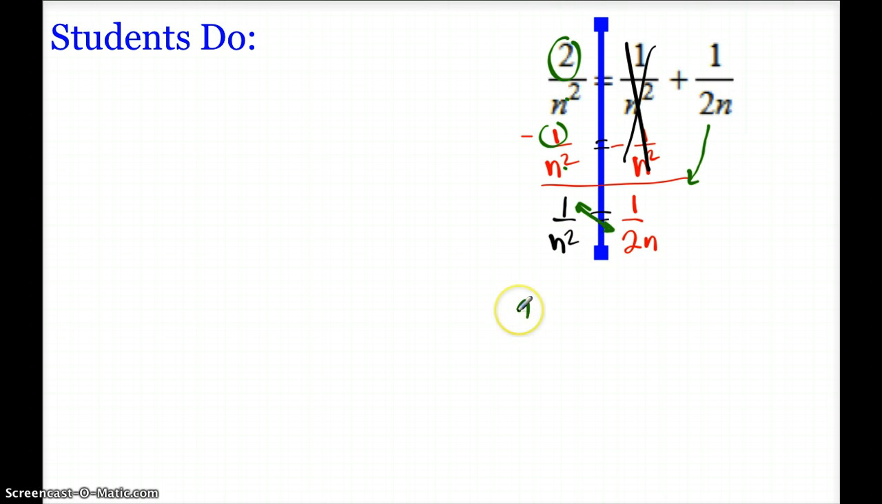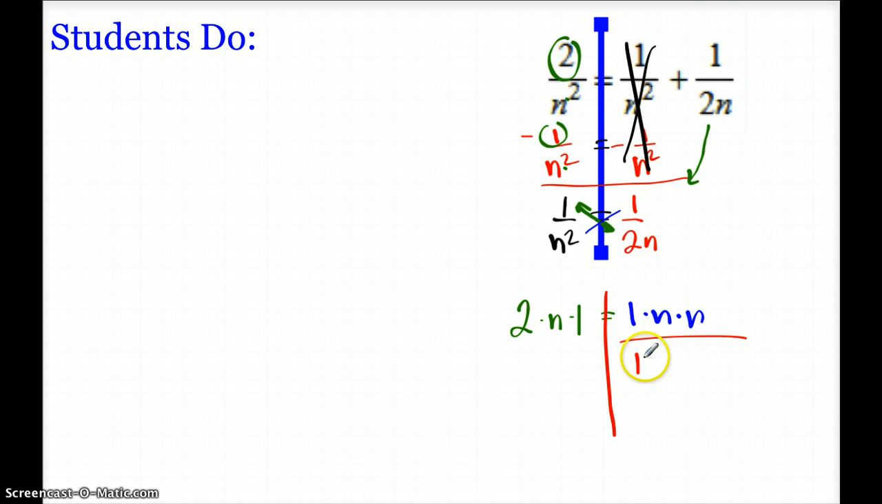1 times 2n, so 2 times n times 1. I'm factoring early. And on the other side, n squared times 1, 1 times n times n. That's 1n squared. Solve our equations by doing the inverse on both sides. I see a 1n on both sides and a 1 and n.